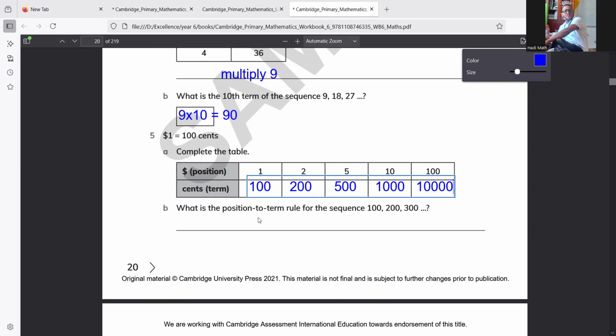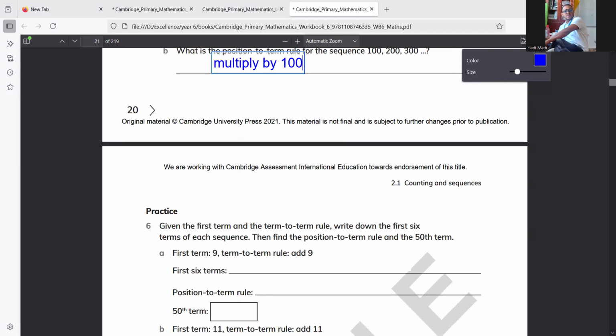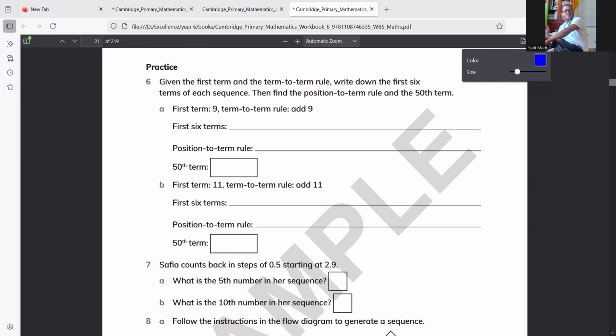So what is the position to term rule? Okay, it's also a relation between position and term. Like 1, to get the 100, we multiply by 100. 2, to get the 200, we multiply by 100. So we multiply by 100. And remember, please, grade 6 students, whenever they ask you about position to term rule, it is multiplying by something. When I say term to term rule, it is adding something or subtracting a specific number.